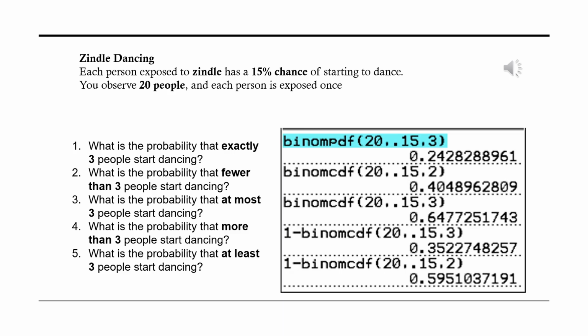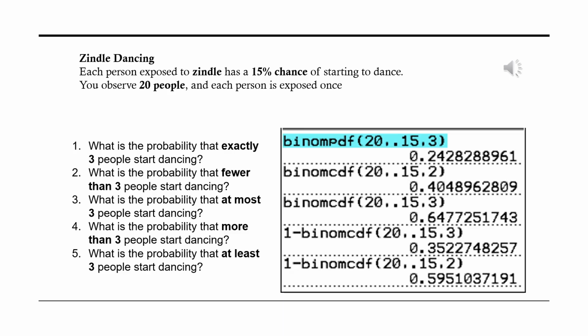Because it's exactly, it's a binomPDF, and we use a 3. But then it says, what's the probability that fewer than 3 people start dancing? Now that's binomCDF, but because the binomCDF is inclusive, that's why I have the binomCDF up to, including the 2. That way, I find out the probability of 0, 1, or 2 people dancing, but not 3.